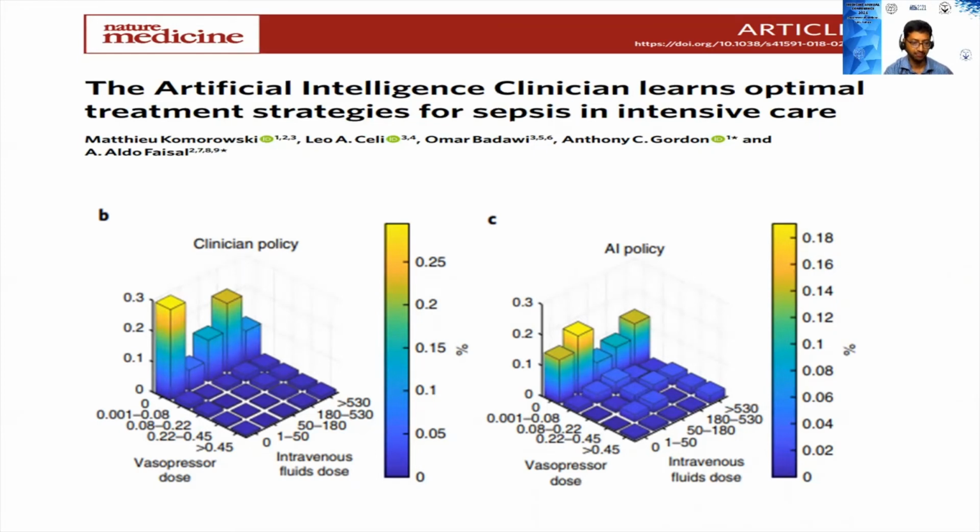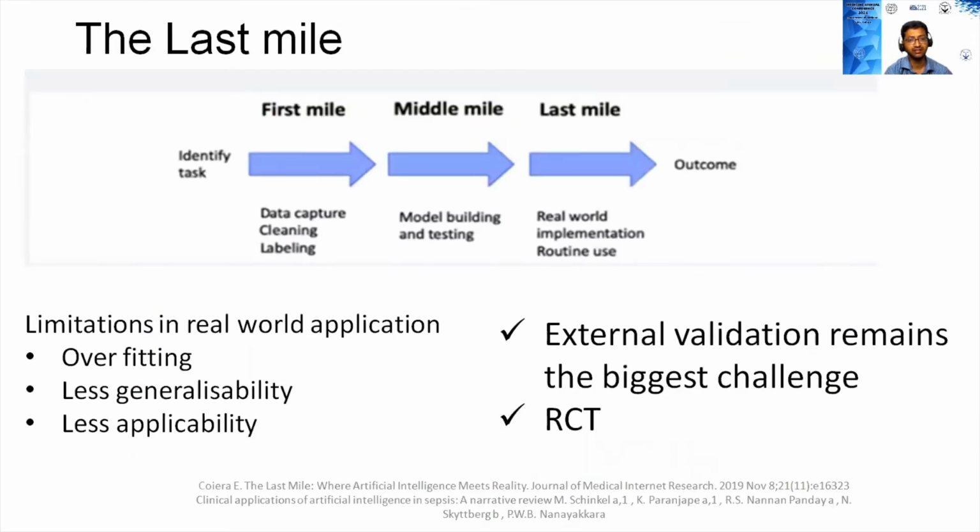And what did the clinician do is given in the figure B. It is obvious that AI has suggested less use of IV fluids and more an early use of vasopressors, signaling that there may be a subgroup of sepsis patients whose mortality improves with less use of IV fluids and early use of vasopressors.